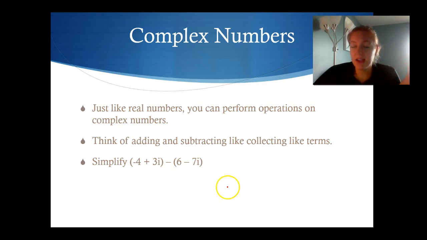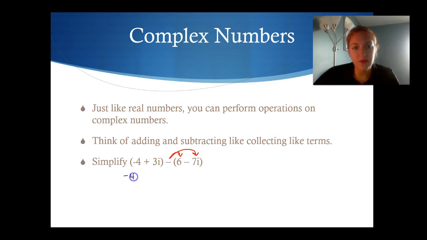And with adding and subtracting, it's pretty awesome because it's just like collecting like terms. Add your real parts together, add your imaginary parts together. Now, again, when you're doing your subtraction problems, be very careful that you are distributing that subtraction sign to both items in that second parentheses.